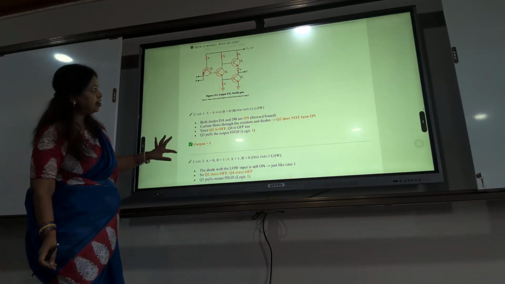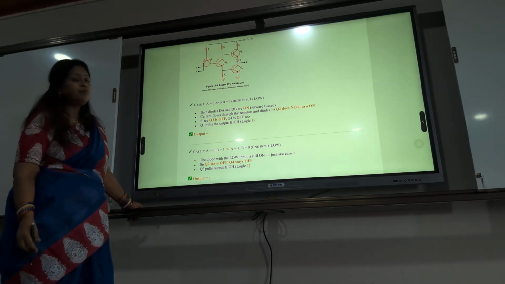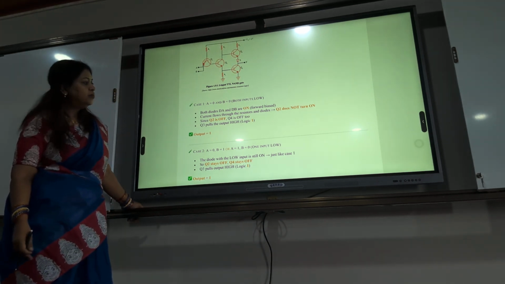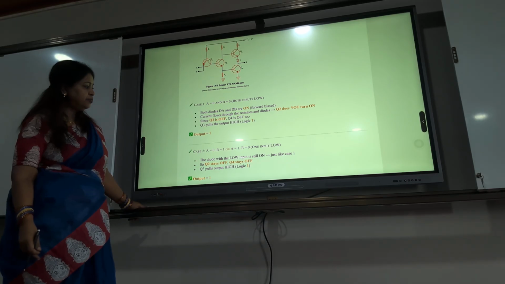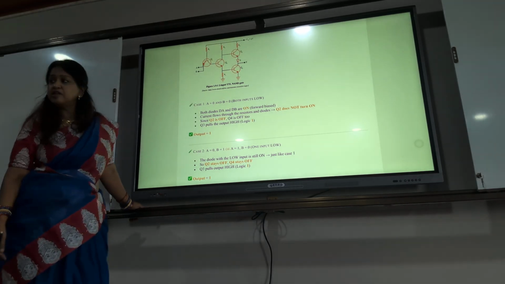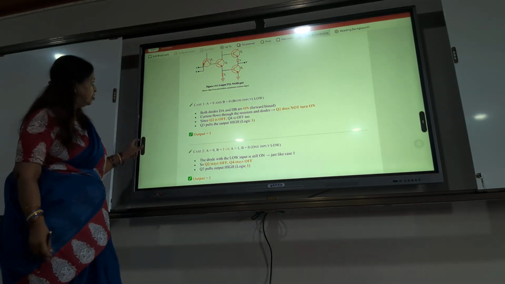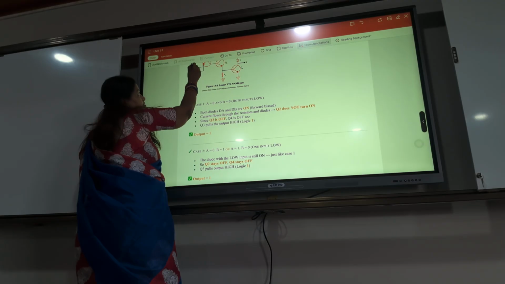So in the 0, 1 condition, what happens? A equal to 0, B equal to 1. One input is low and one input is high. So the diode with the low input is still on.